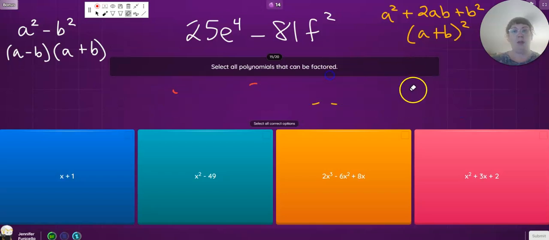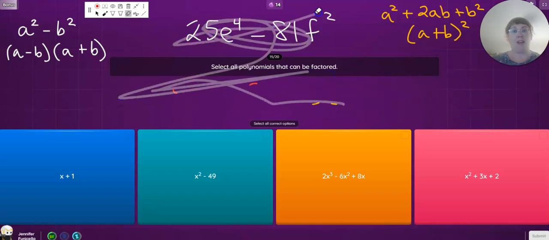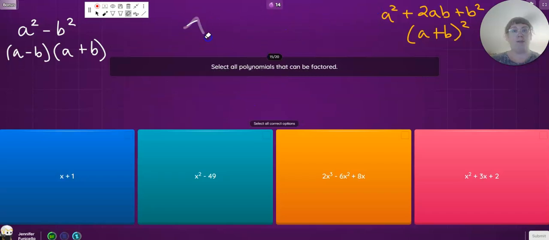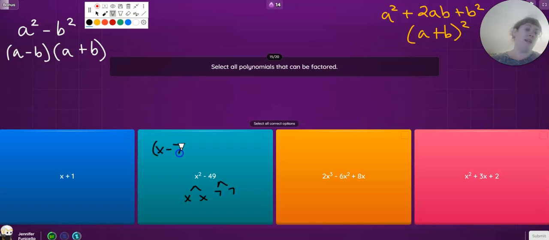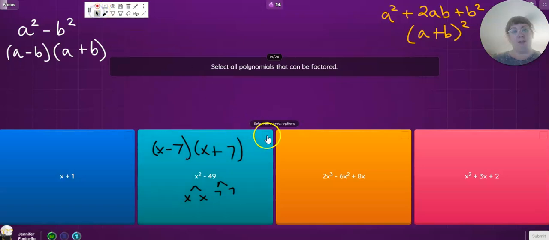Select all polynomials that can be factored. Okay. x plus 1, there's not much we can do with that. There's no greatest common factor. There's no special pattern. That's not going to work. x squared minus 49. I see a difference. I see that subtraction. x squared is x times x. 49 is 7 times 7. So this is x minus 7 times x plus 7. So that one can definitely be factored.